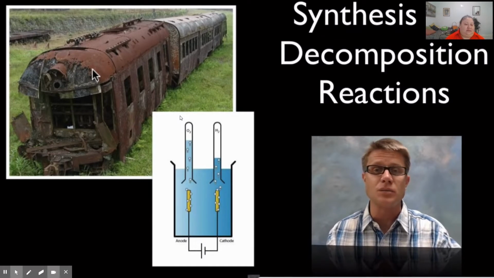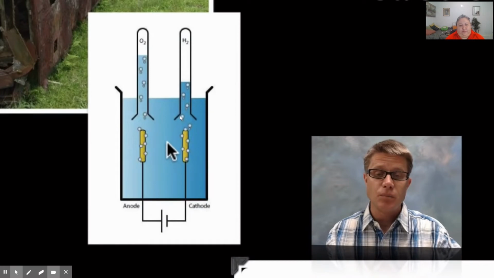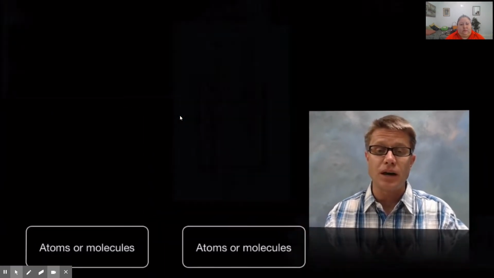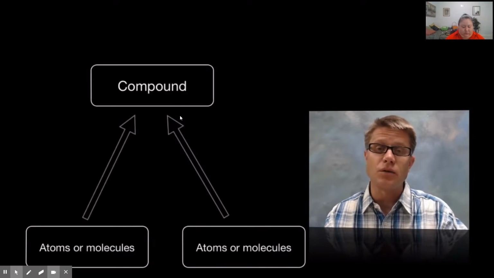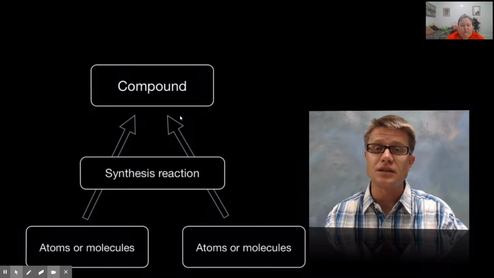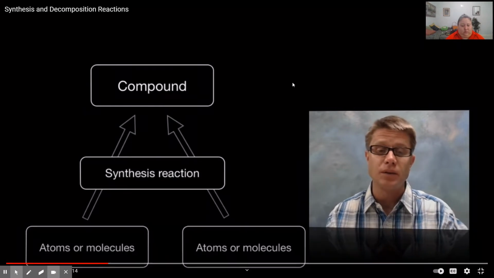So if we ever take atoms and molecules and combine them together to make a new compound, then we've got a synthesis reaction. So what's an example of a decomposition? The breakdown of water into oxygen and hydrogen gas is going to be an example. And so if we take atoms or molecules and we combine them together to form a new compound, we call that a synthesis reaction, making something.